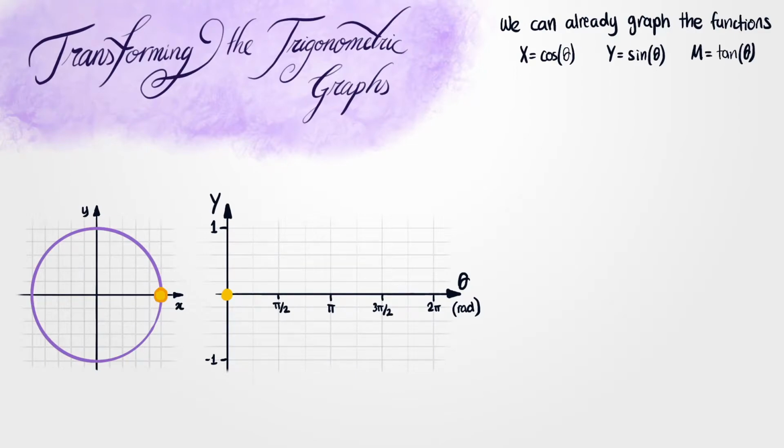Now in this case, I'm just going to graph the y-coordinate versus angle. So this is going to end up being a graph of the sine of theta. Now the first thing I'm going to do is replace the angle theta for another angle, t plus 1 radian.